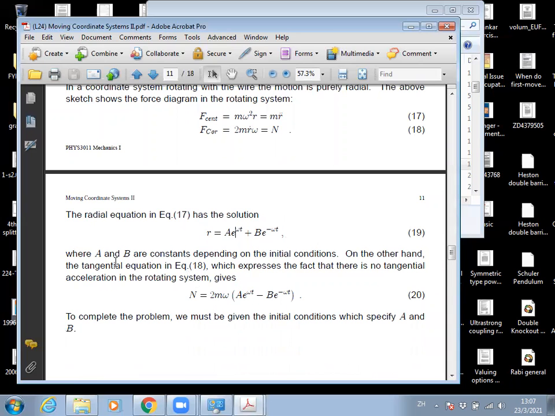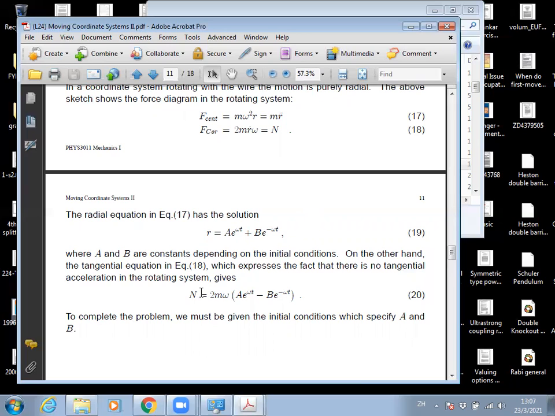Now, a and b are constants depending on the initial conditions. Once we find r, we take the time derivative and put it back into this equation 18. We can obtain the normal reaction, the force acting on the bead by the rod, okay? Can you follow? All right.